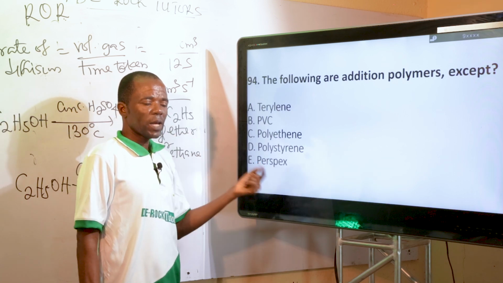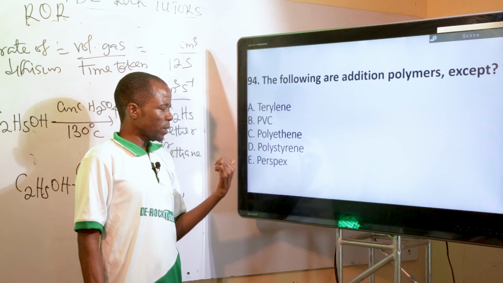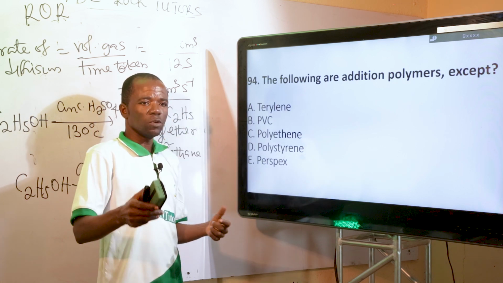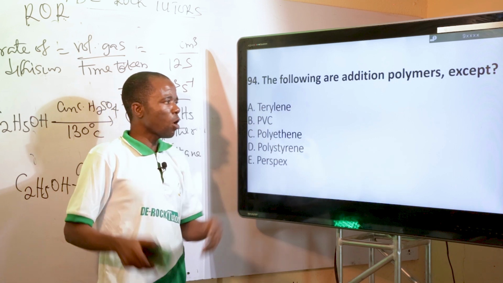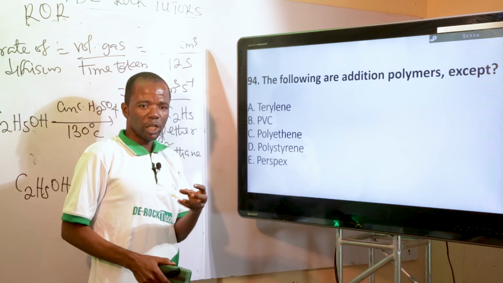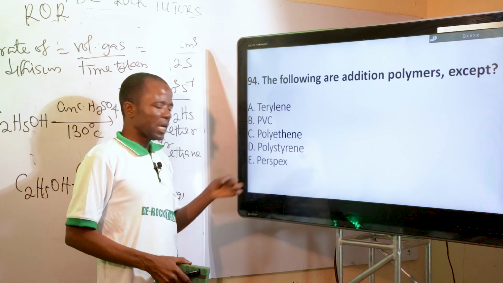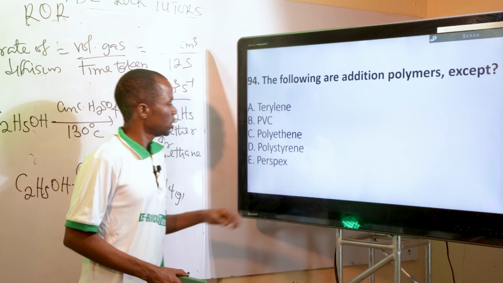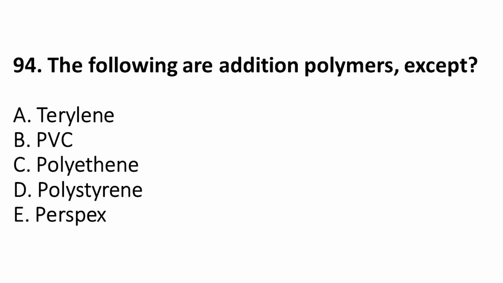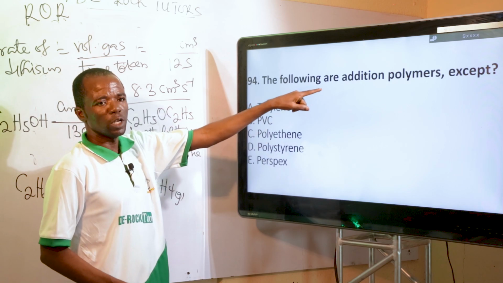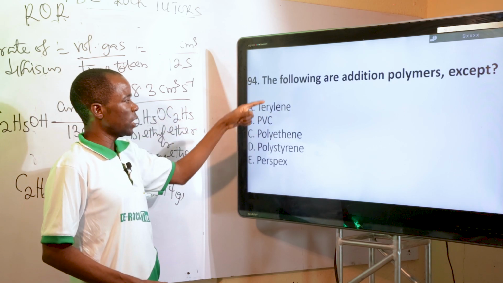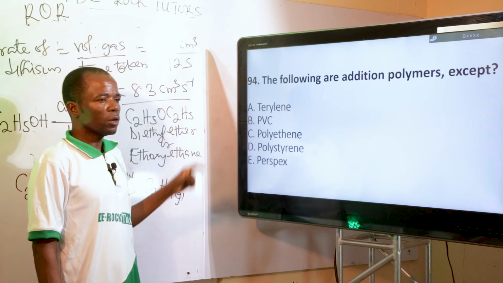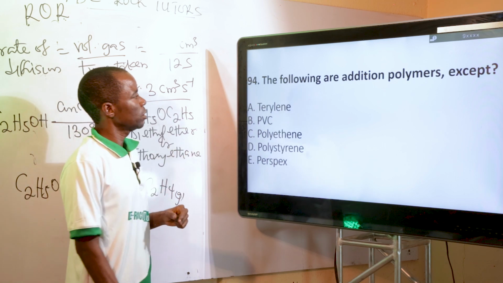If I'm talking about perspex, we all know contact lenses. Perspex is used in making them. Not only that, perspex is used in making the rear light of cars. It is glass-like in nature. It's like glass. The only difference between perspex and glass is glass doesn't scratch easily, but perspex does. So the correct answer for this is terylene. Terylene is not an addition polymer. It is a condensation polymer. The same thing with nylon. Nylon is equally a condensation polymer.